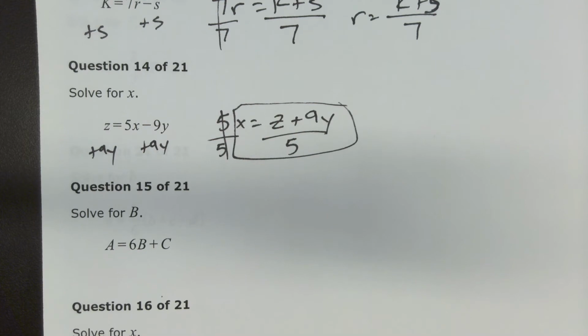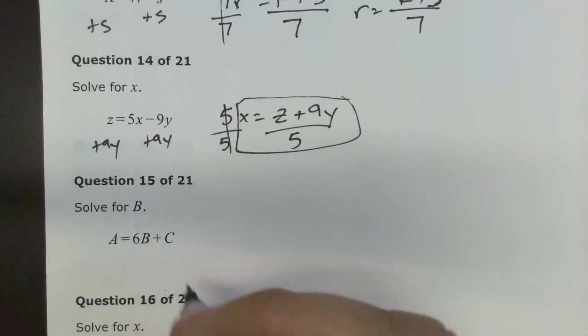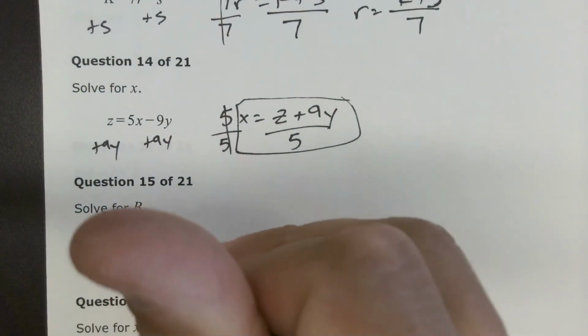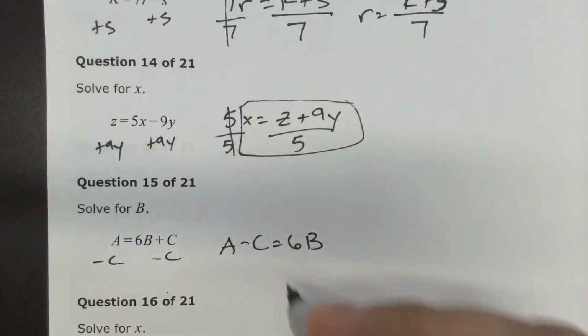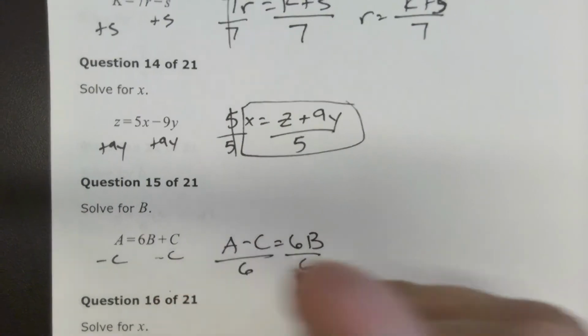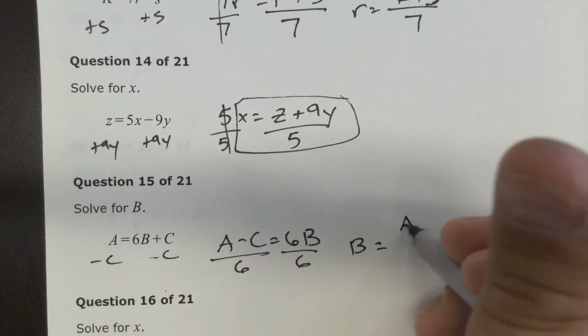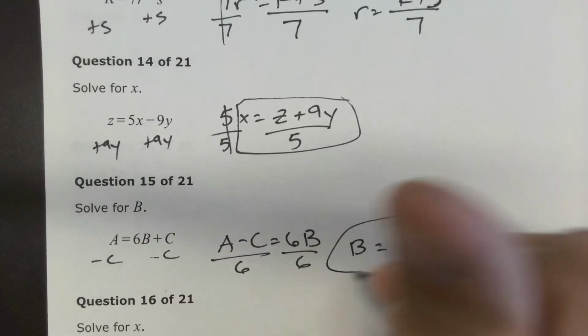Jaden, how do we do it? Alright, so subtract c first. Subtract c from both sides. Okay? Divide by 6. Divide both sides by 6, and 6 gets put underneath it all, right? Yeah. And there would be your answer.